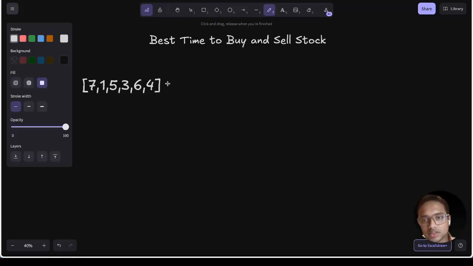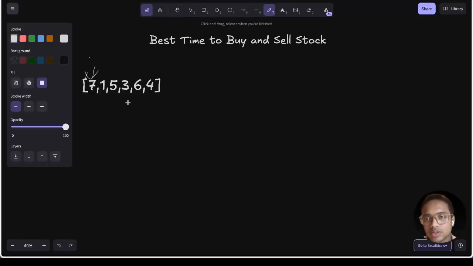The problem says, if this is your buying price, then in the future any of the elements will be your selling price. For example, if you buy here, then any element in the rest of the array can be your selling price, and all you have to do is find the maximum profit from this array.